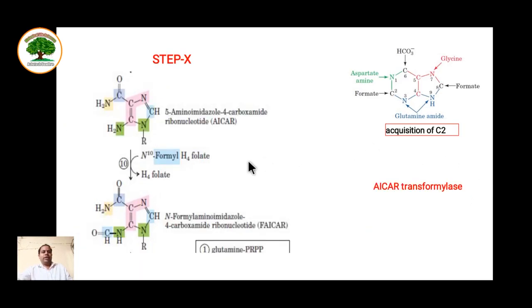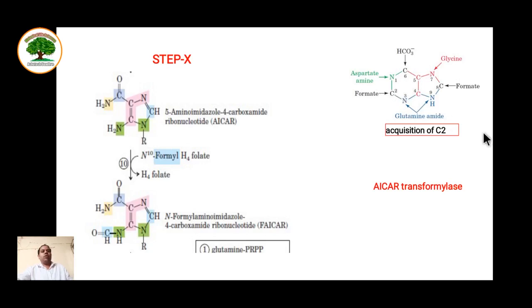In step number 10, we can see here the AICAR, the product of the previous step, is added with N10 formyl tetrahydrofolate. This formyl group is attached at this position here, so therefore this intermediate is added here. The tetrahydrofolate is removed and the formyl group is taken into the next coming product. The enzyme used here is AICAR transformylase, as it adds the formyl group. You can see here there is addition of the formyl group to this nitrogen here, which forms the carbon from here, that is formate. You can see the formate is given at this position, so this formyl group is added here.